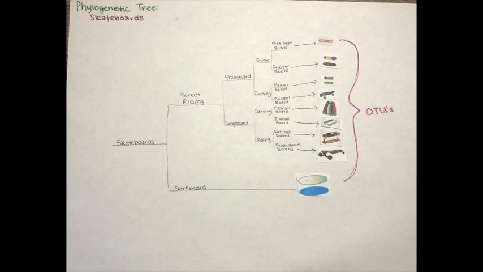To understand this tree, we must dive into operational taxonomic units, also known as OTUs. OTUs can be a species or a strain of a virus, or even different alleles within a species. In this particular example, our OTUs are the various kinds of skateboards. The OTUs are separated by various branch lengths. The shorter the branches, the more closely related the two products are.